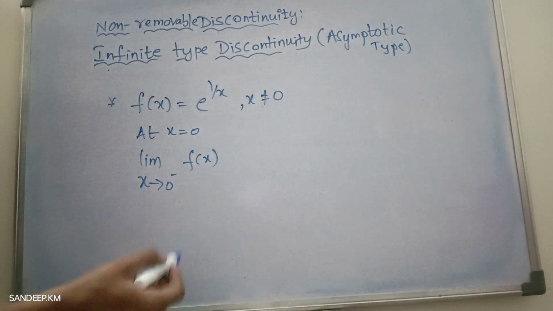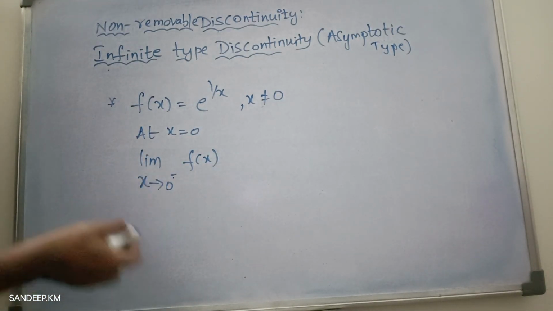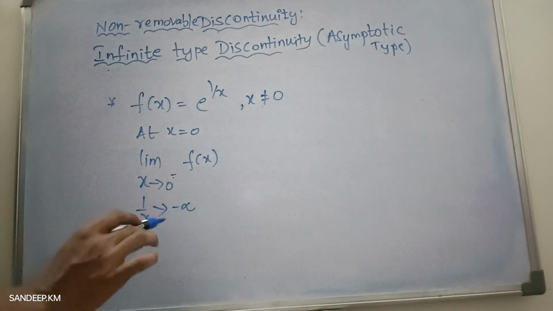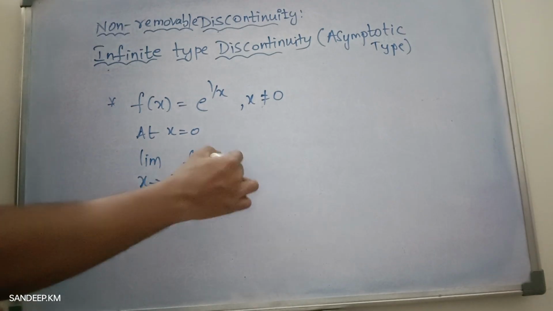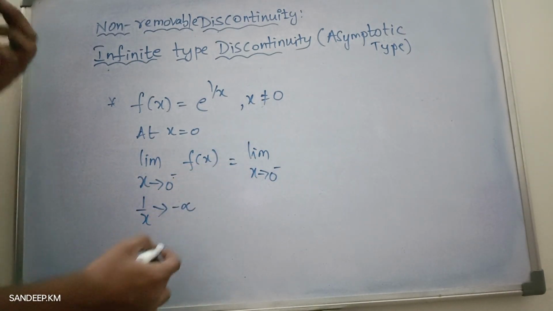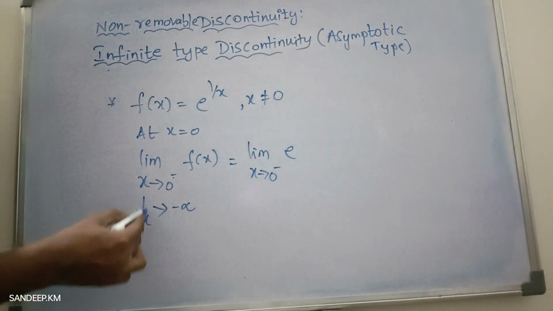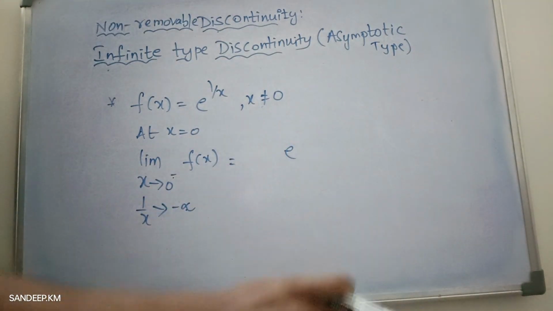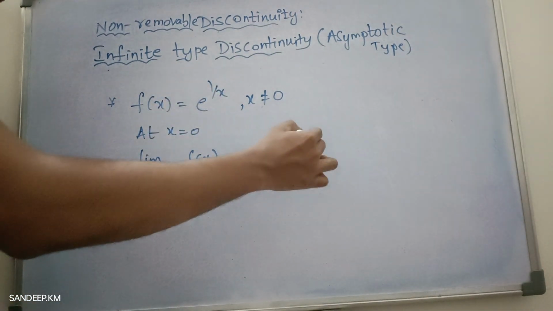And we all know that when x is approaching 0 minus, just now we discussed that 1 by x is approaching minus infinity. Correct or not? So then the question becomes what? Limit x approaches 0 minus, e power 1 by x is taking what value? Minus infinity. So no need of limit, we can directly substitute 1 by x as minus infinity.